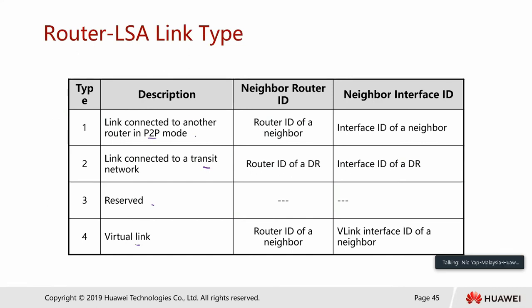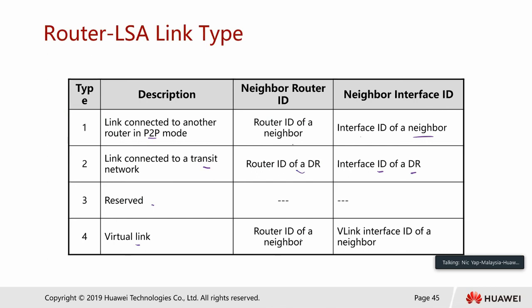When it is described as point-to-point, the neighbor router ID is the router ID of the neighbor and the interface ID of the neighbor. When it is transit, you show the router ID of the DR and the interface ID of the DR. For the virtual link, the router ID of the neighbor and the V-link interface ID of the neighbor. That is what they will show you directly from the router LSA. So they have only 3 types. By using this type, you know where they are interconnected to each other.